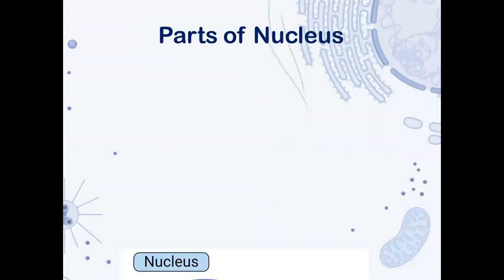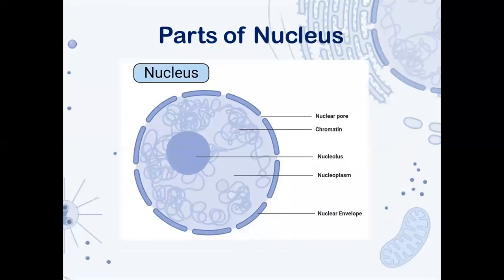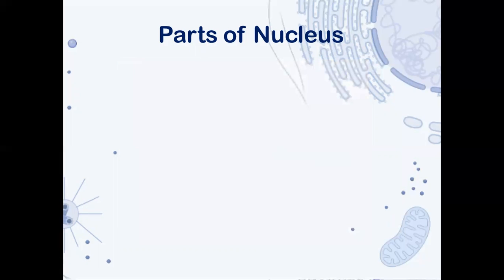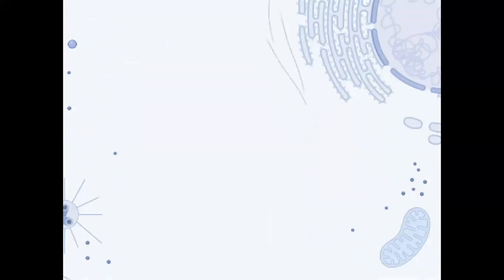Now let's remove the nucleus from the cell and study the parts of nucleus. The parts are nucleopore, chromatin, nucleolus, nucleoplasm, and nuclear envelope. Nuclear envelope is also known as nuclear membrane. Now let us move towards the parts of nucleus.